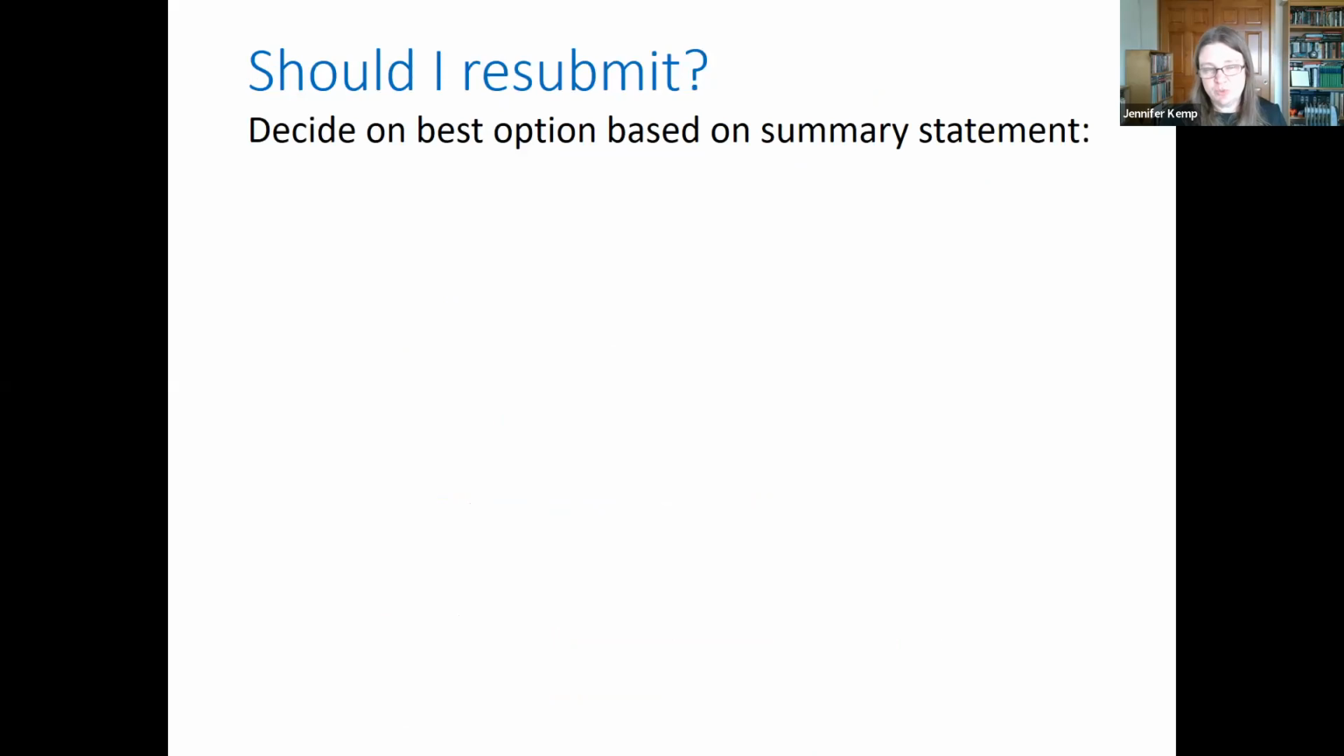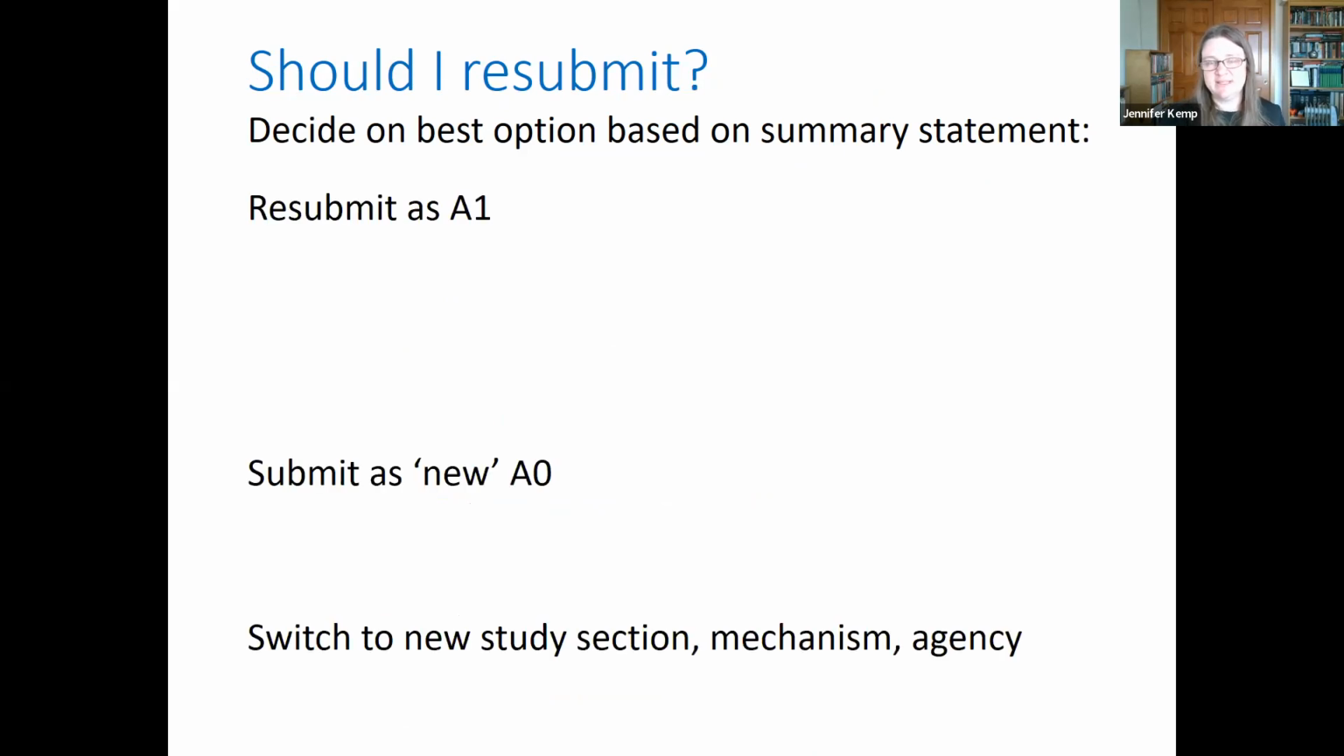As to whether you should resubmit based on your summary statement, decide on the best option after you've done this and really had some time to let it sink in. So you have 3 options. You can resubmit as an A1. In NIH language, the A1 is the resubmission. So that's what probably you are hoping you'll be able to do.